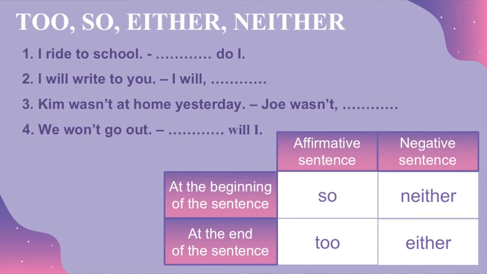Okay, number one, I ride to school. You can see that this one is an affirmative sentence, right? And the blank that we need to fill in is at the beginning of the sentence. So here, we need to use so.